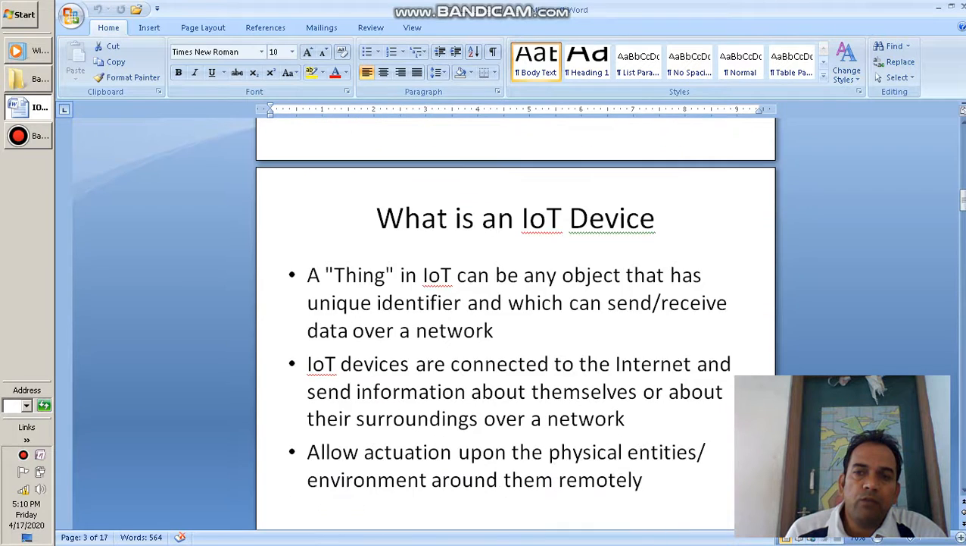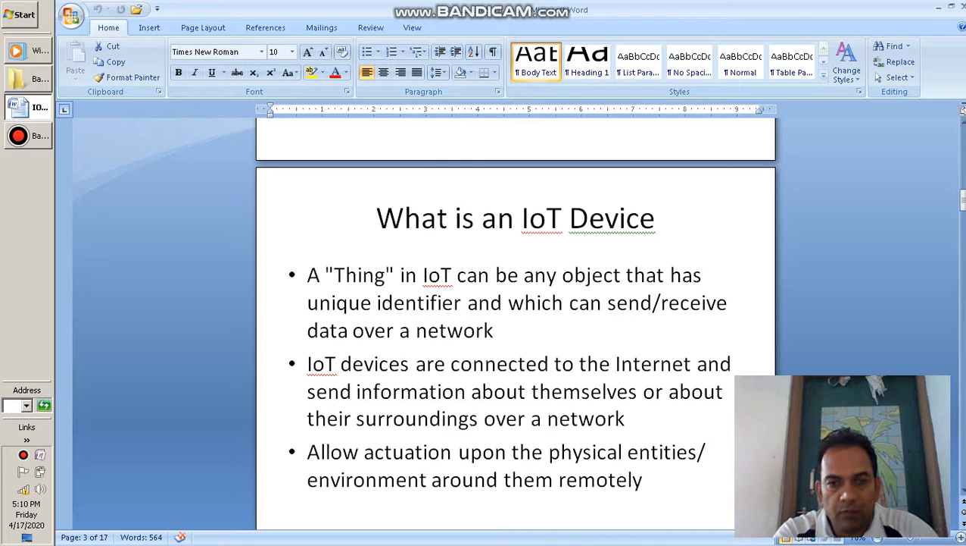Now the second thing: which devices can be called an IoT device? If we consider any device, how can we distinguish whether it is an IoT device or a normal device? There are certain definitions given here: the thing in IoT can be any object that has a unique identifier and which can send and receive data over a network.